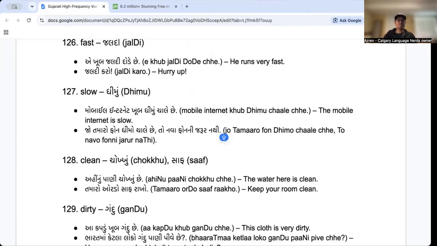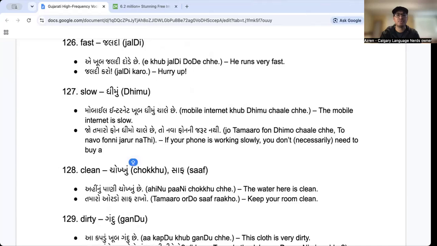So if your phone is working very slowly, you don't need to buy a new phone. Or maybe a better English translation is you don't necessarily need to buy a new phone. It's kind of like an implied necessarily.